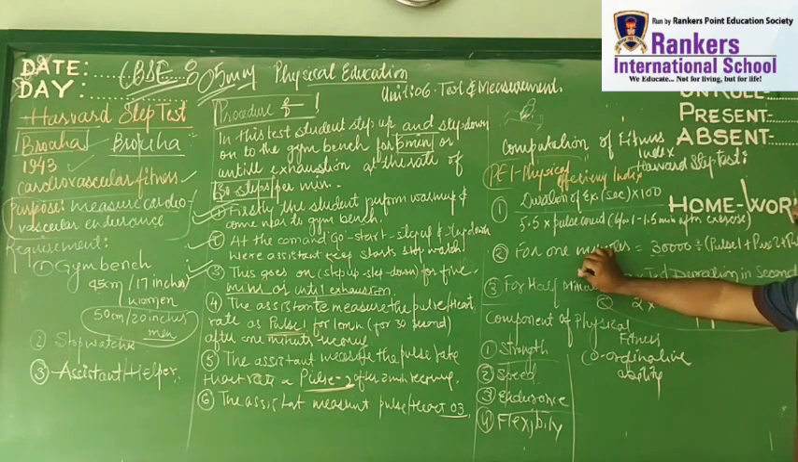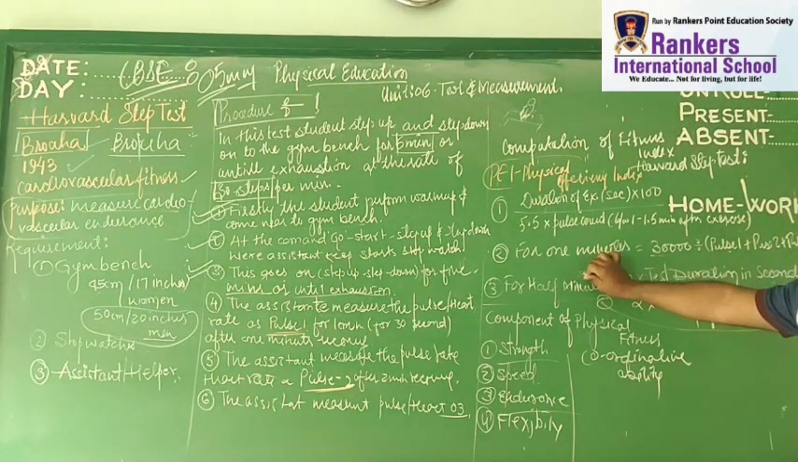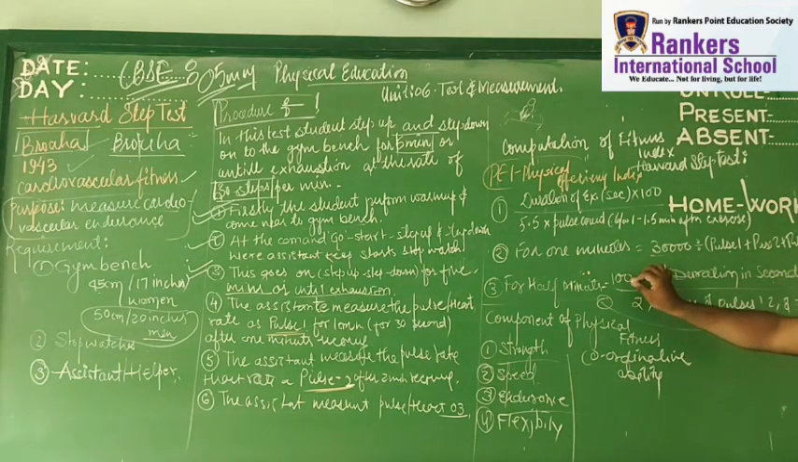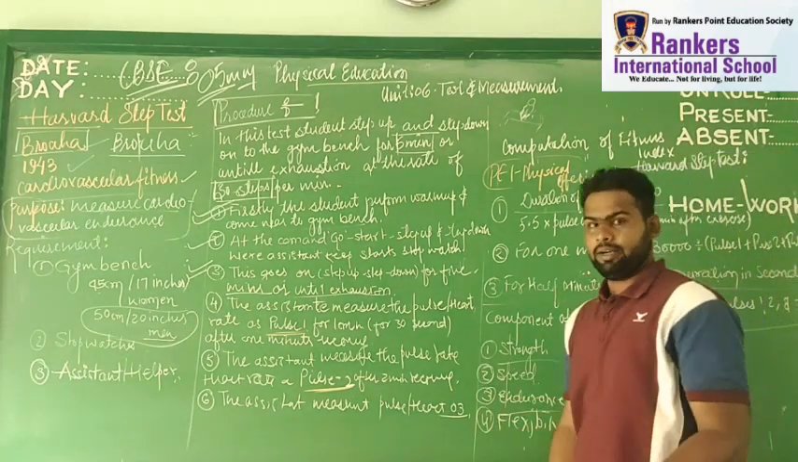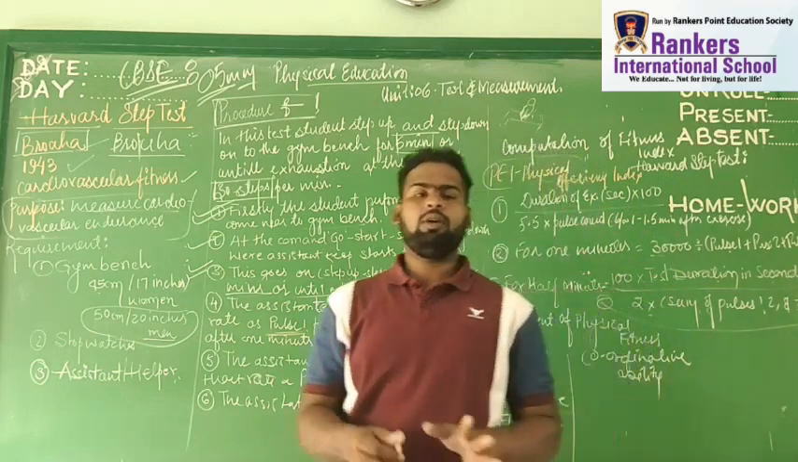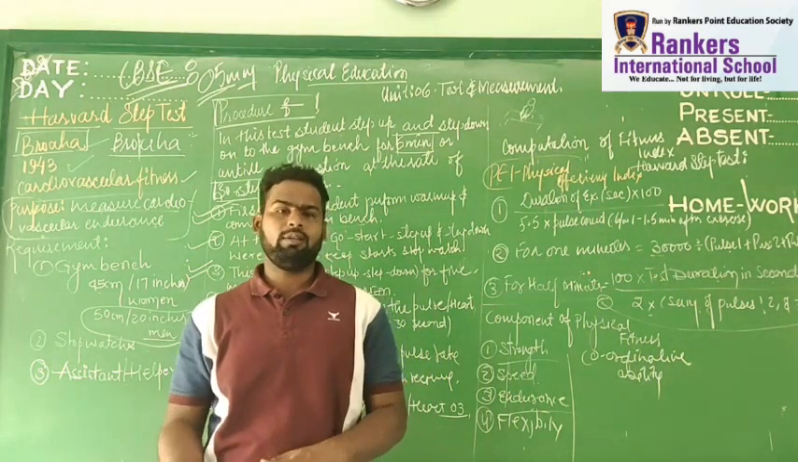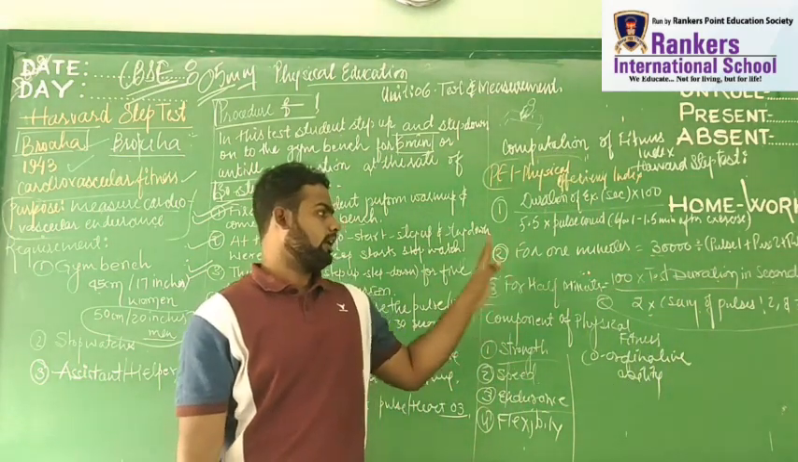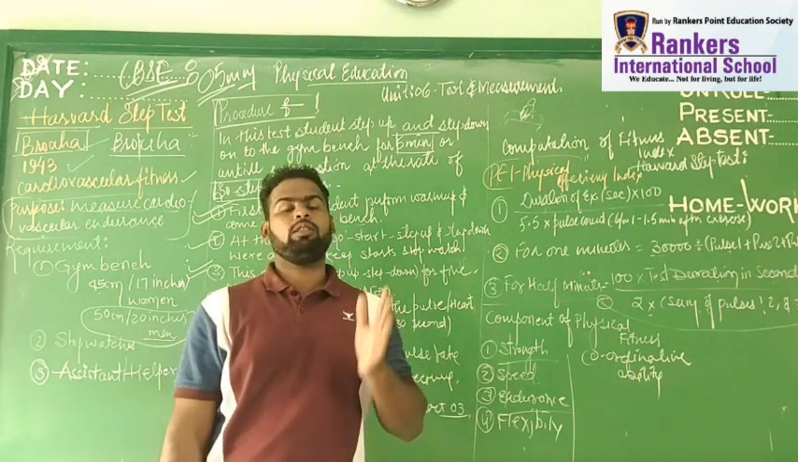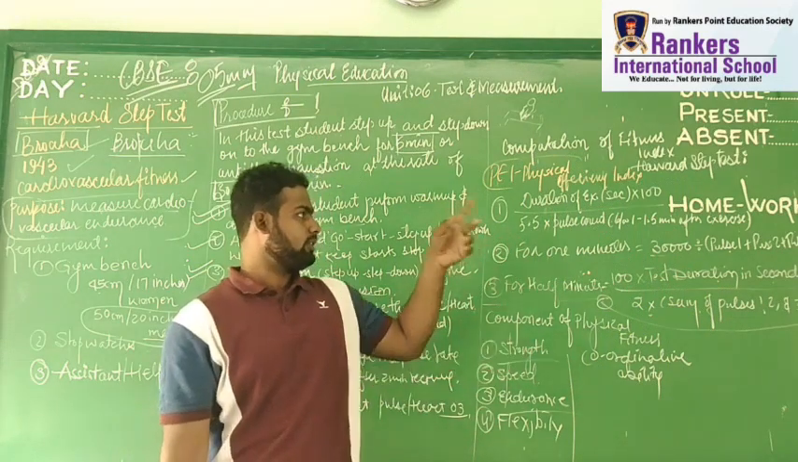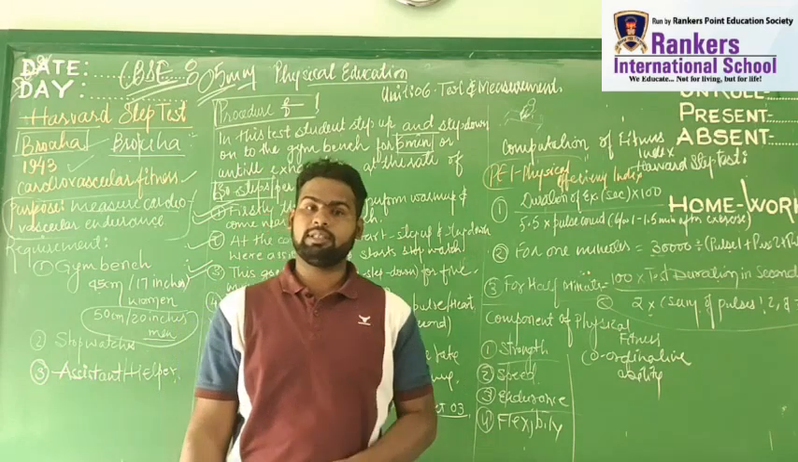If we are calculating it for half a minute, what will we do? We'll have to do 100 multiplied by test duration in seconds, divided by 2 multiplied by the sum of all the pulses. We have right now calculated 3 pulses, so we'll write that. These questions will not come in the practical, but they will definitely ask you for 5 marks in theory. So you will have to prepare this 5 marks question very nicely.